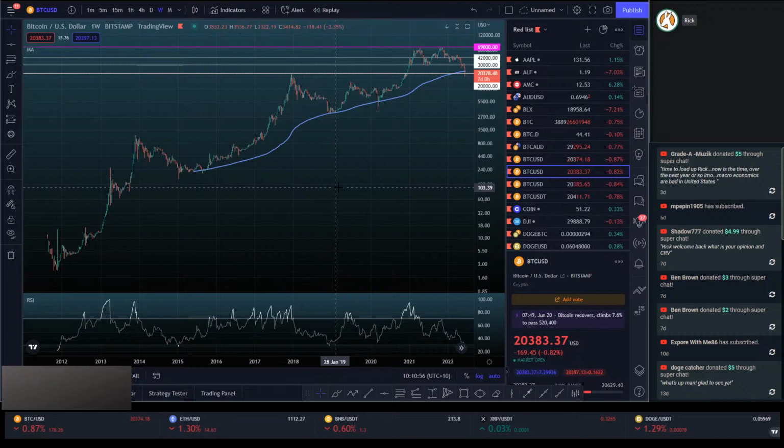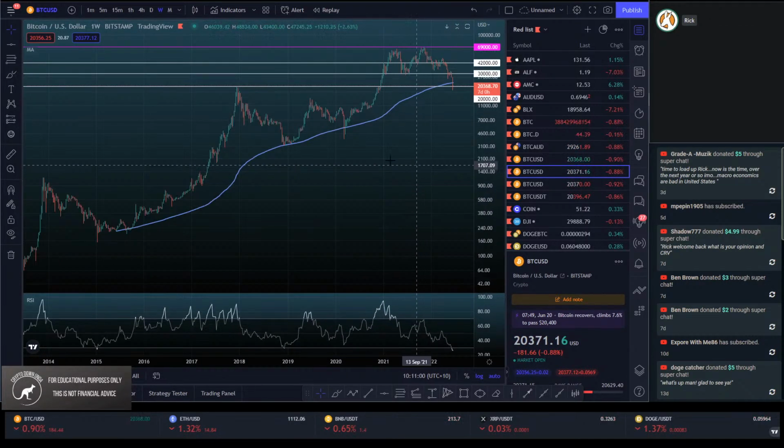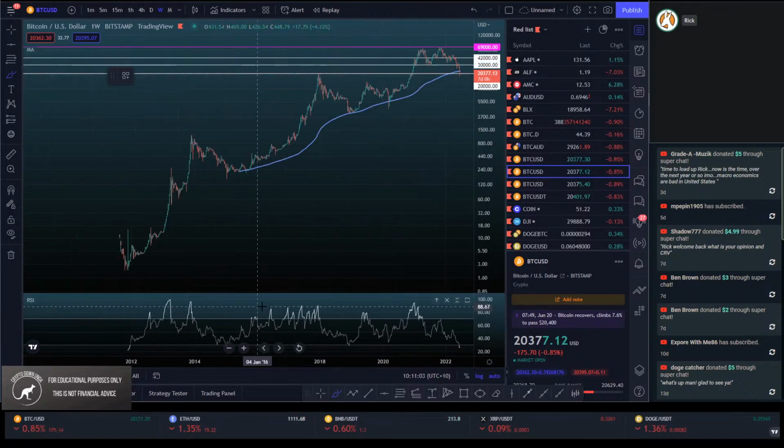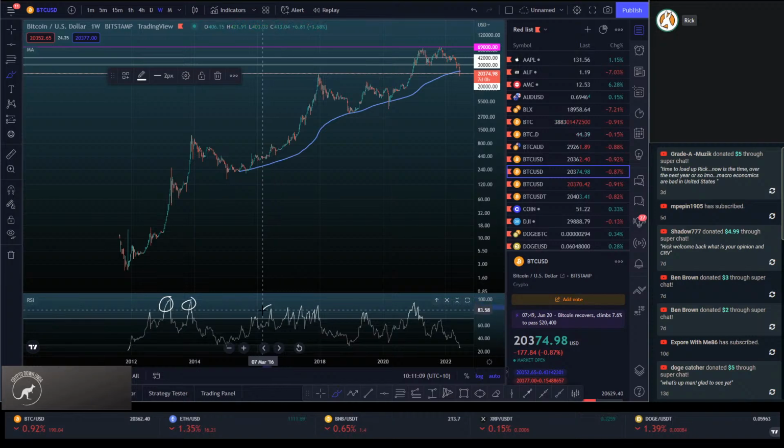So remember that. I guess the main thing is, as long as you weren't buying during the highs, you can see the RSI. Look how elevated the RSI can get when things are really hot.